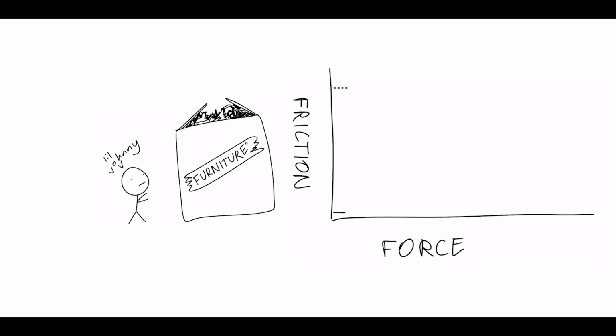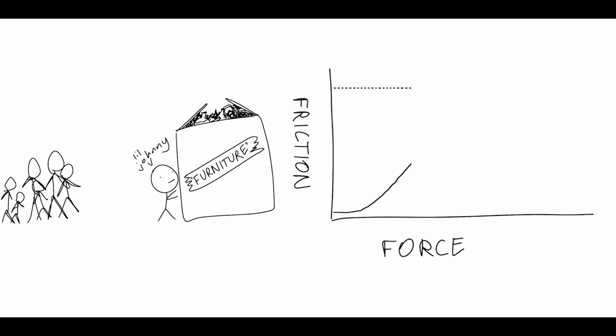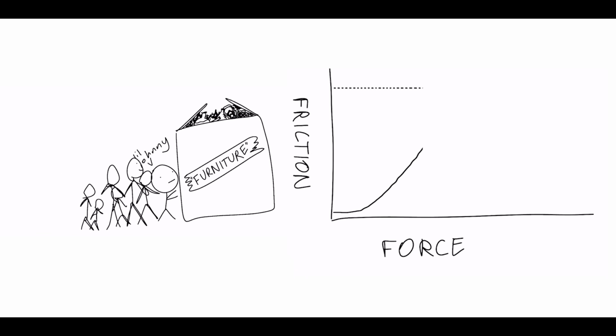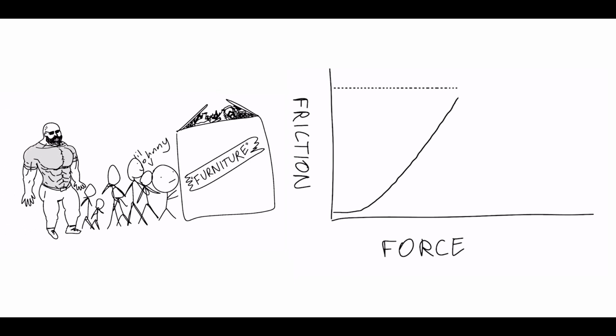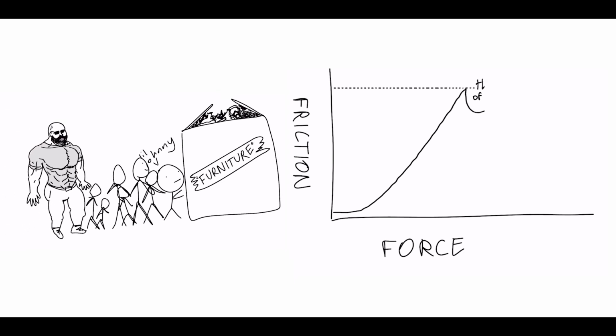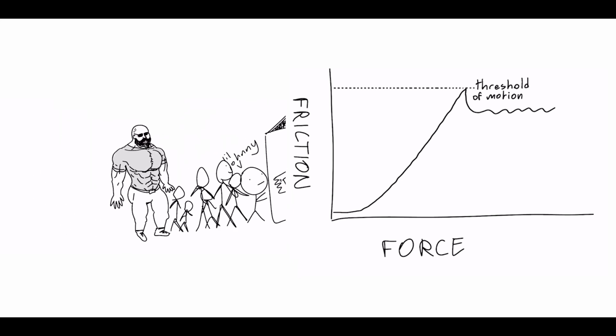Little Johnny wants to move his big box full of furniture, but because of the friction between Little Johnny's big box and the ground, he can't apply enough force to get it moving. Luckily, Little Johnny has many friends to help him apply more force on his box. At first, the box stays still, even as the force increases. But when Giant Jonathan comes along, this force reaches a point called the threshold of motion. Finally, the box starts to move.